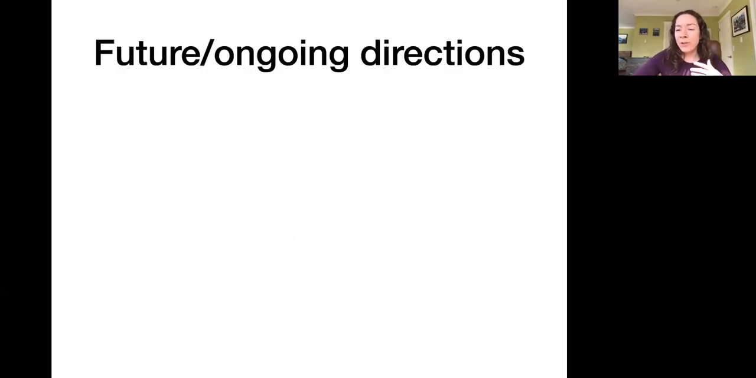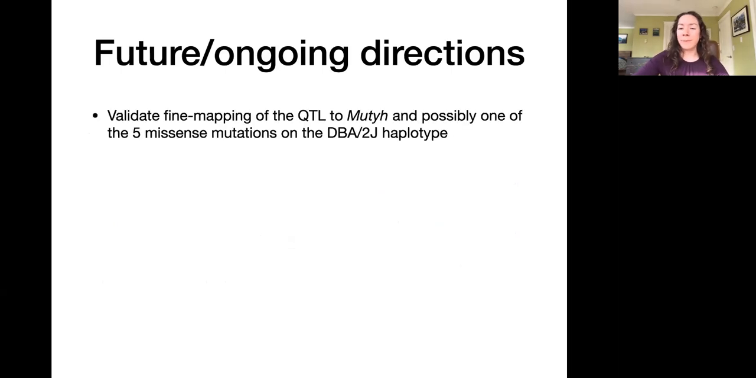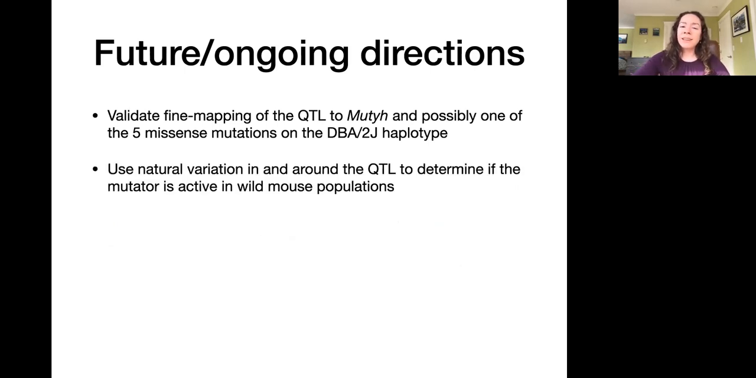So what are some future and ongoing directions in this project? We really want to get an experimental collaboration going to figure out once and for all what the QTL maps to, and if it's one of these 5 missense variants on the DBA2J haplotype that segregate in the wild populations. And then we also want to continue using natural variation around the QTL to determine how much activity this is having in the wild mouse populations.